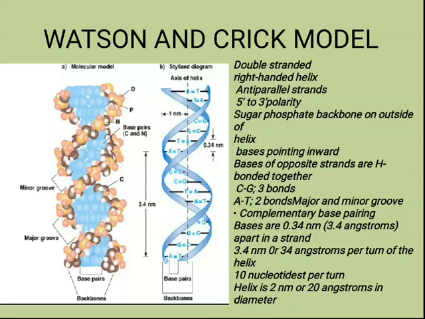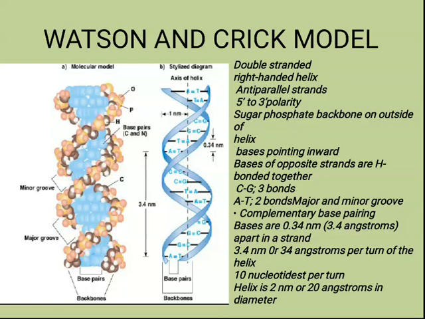Between cytosine and guanine, there will be a triple bond. Between adenine and thymine, there will be double bonds. Now there are major and minor grooves also. And in DNA, the complementary base pairing rule is followed.